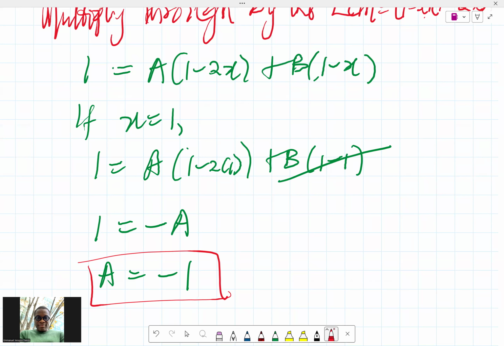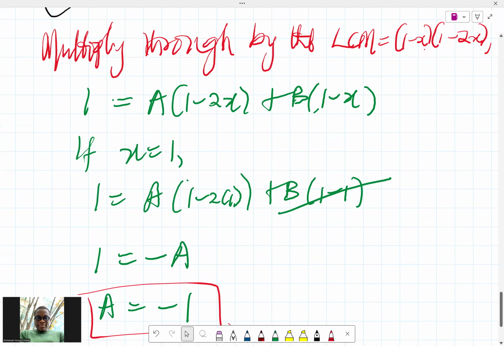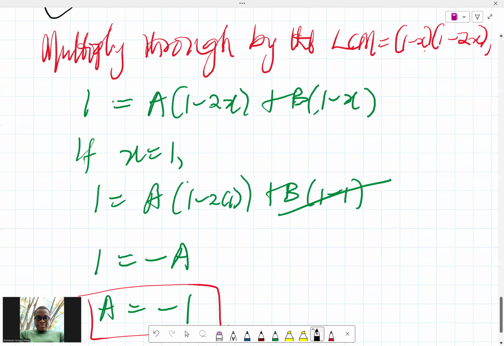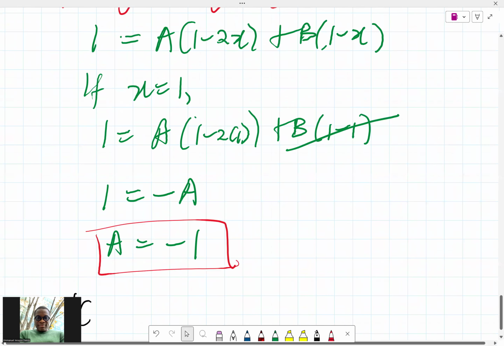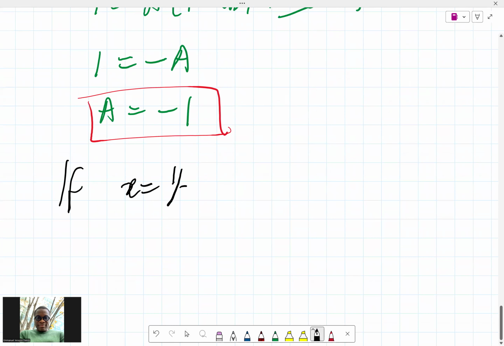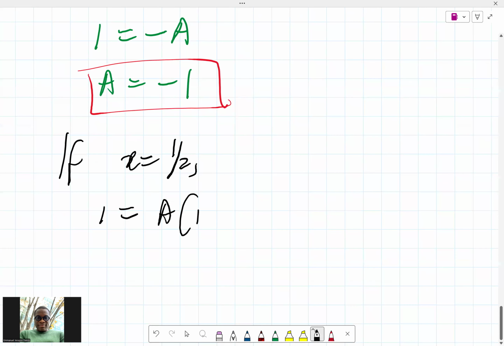I think that works. So after that, we can go for the next one. If x is half, we can eliminate A. So if x is equal to half, then we have 1 on this side, and this is A into 1 minus 2 times half.